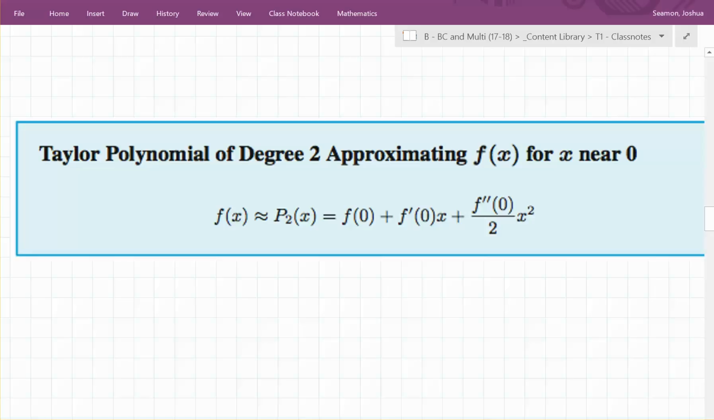F to the third derivative. F3 at 0 over what? Over 3 factorial, times x to the third. So f triple prime at 0 over what, though? Be careful.